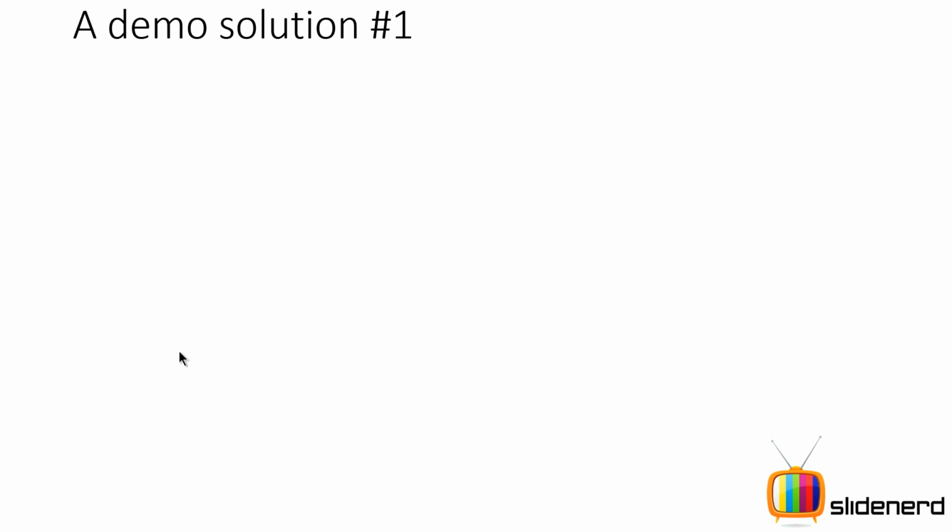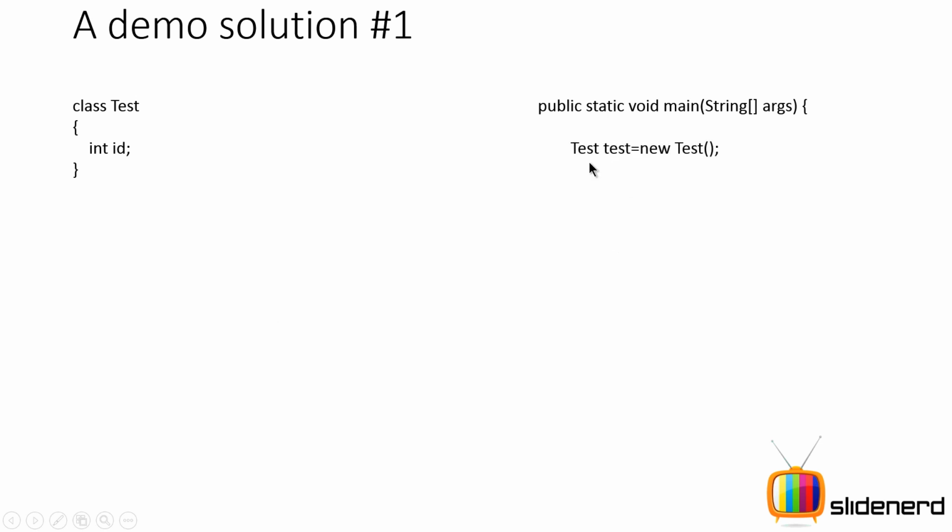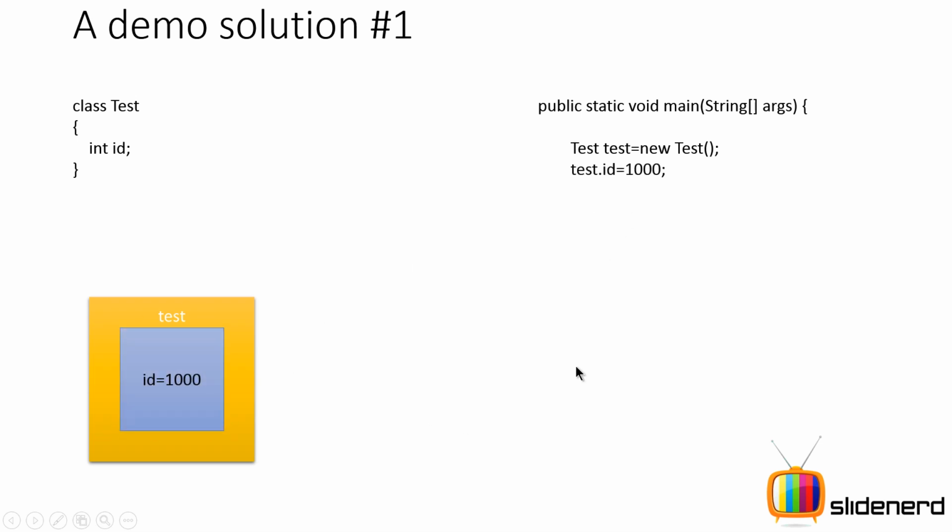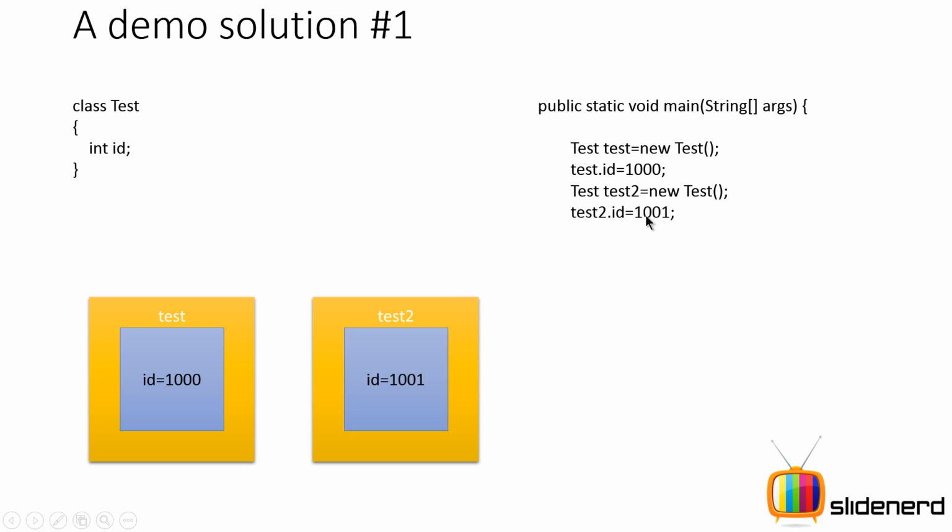First, let's take a look at one of the possible solutions that you might come up with at this point. You can have a class Test which has an int id here. This class is the one on which we are going to create objects. For example, you could go to your main method and simply say test is new Test. The first time you create an object, you have your test reference variable pointing to an actual object of Test. Then you'll say test.id is 1000. In the same way, you'll create another object test2, another reference pointing to a separate object of type Test.